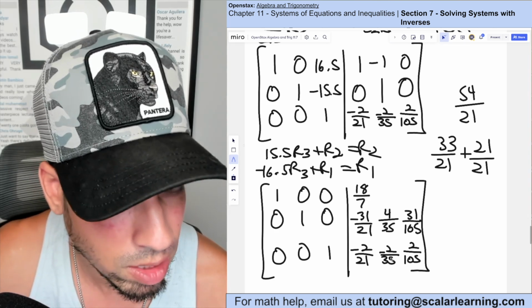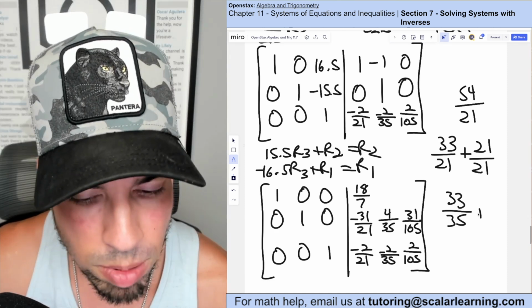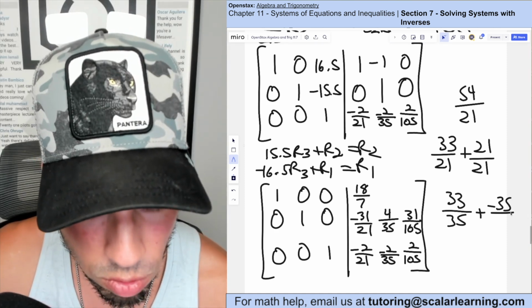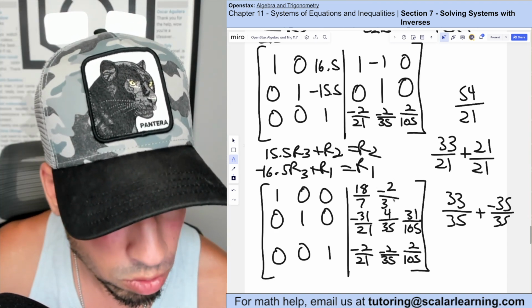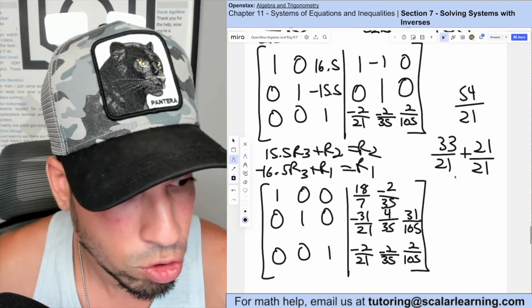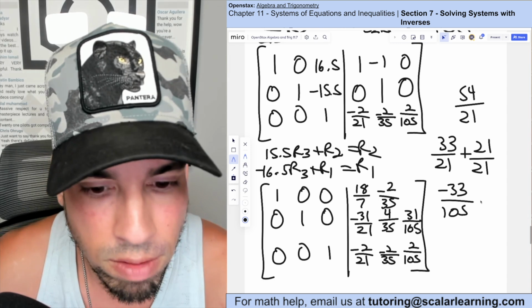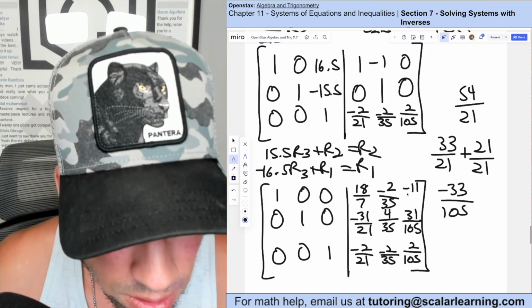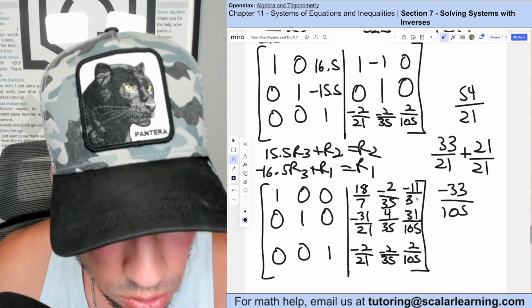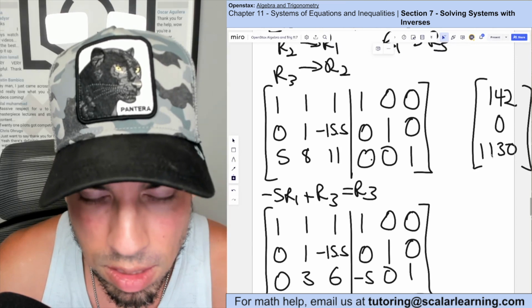Then we got that times negative 2. That's, again, 33 over 35 plus negative 1, which is negative 35 over 35, which would be negative 2 over 35. Last but not least, this times 2 is negative 33 over 105 plus 0. Divide top and bottom by 3 is negative 11 over 35. Okay, now we got our inverse matrix, and then we remember we got this that we have to multiply it against.